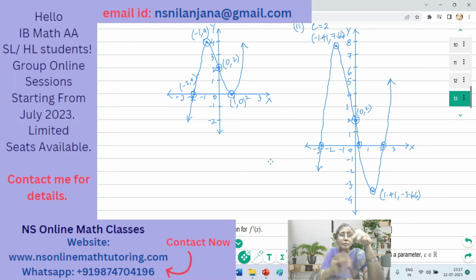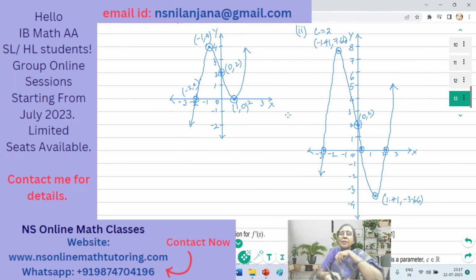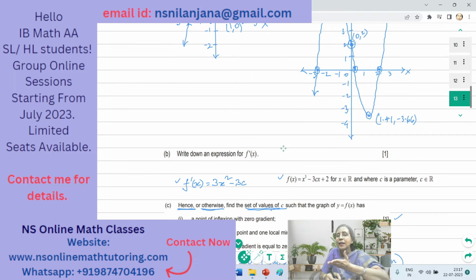You won't be getting any. But if you take C equal to 3, definitely you will be getting one minimum and one maximum point. And you will be seeing that for C equal to 3, the y coordinate of the maximum point will be more than 7.66, it will be moving up, and the minimum point will be less than -3.66, it will be moving down. I'm not showing the graphs of C equal to 3 or C equal to -2, but if you want, you can check.